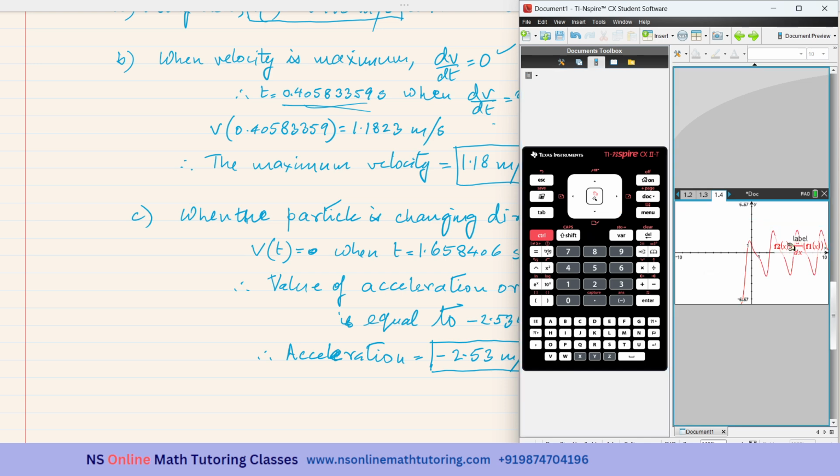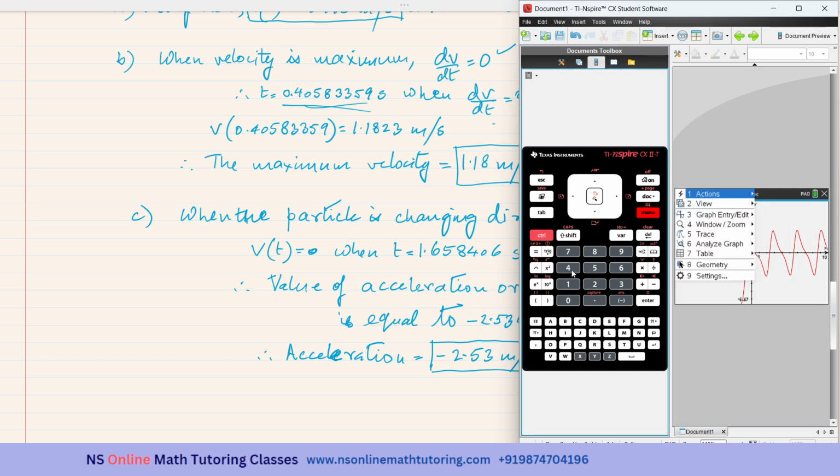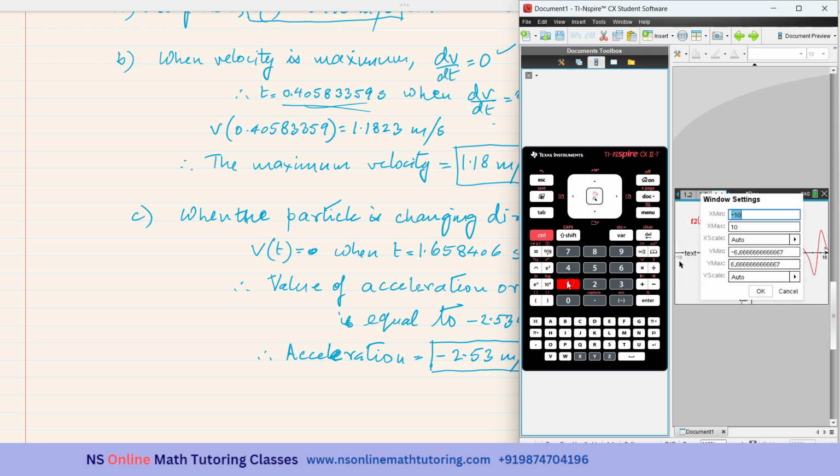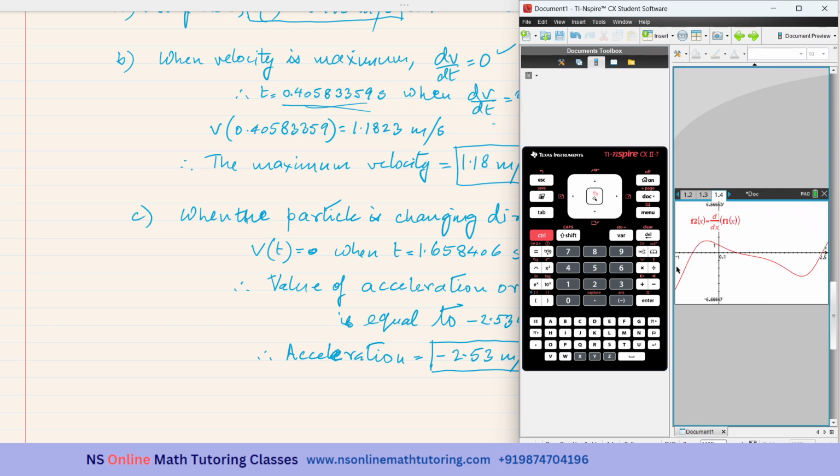So this is the function graph, and between 0 and 2, so I can take option 4 window zoom. Again, it is option 1, window settings. It is between -1 and maybe 2.5. And okay. Acceleration when t equal to what? 1.6588406. Okay, this is the acceleration graph.